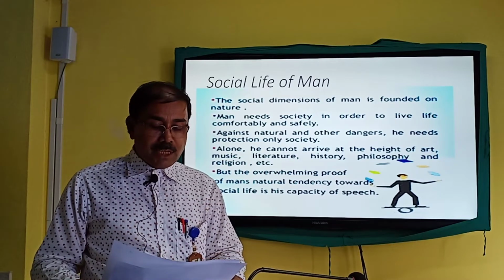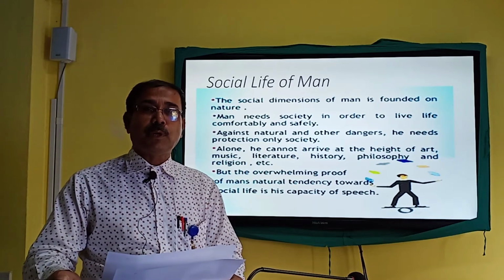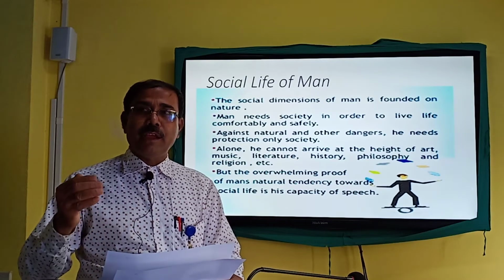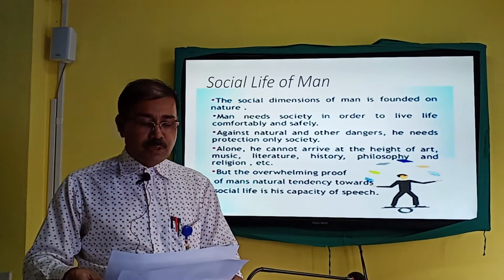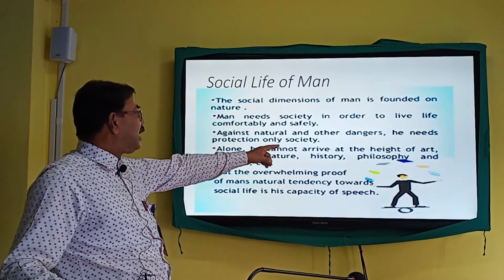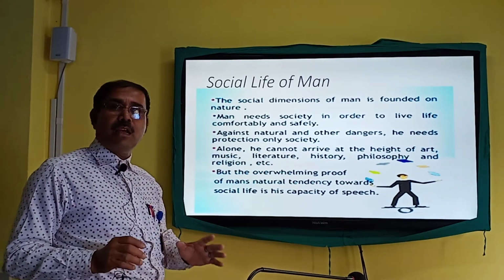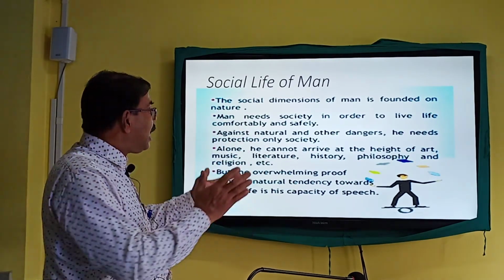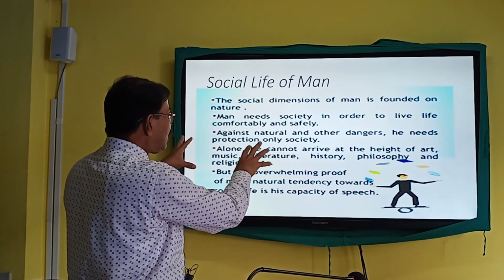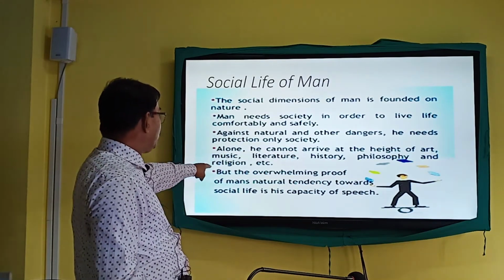Man needs protection only in society. Without society, protection of life is not so strong, and that's why for the protection of our life we need society. Then, alone, man cannot arrive at the height of art, music, literature, history, philosophy and religion, etc. All these parameters have importance, and that's why staying alone, man cannot contribute in all these important parameters of human life.